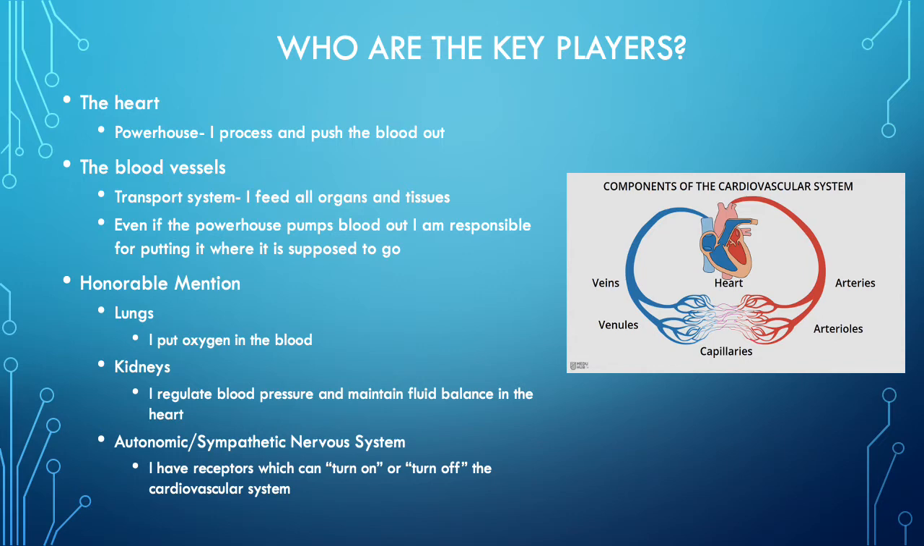Of course, honorable mention goes to the lungs. We need that oxygen in our blood in order to make that whole transport system even worthwhile. Also the kidneys, because they regulate blood pressure and maintain that fluid balance. And then the autonomic and sympathetic nervous system. They're effectively kind of like our light switch. They turn on and turn off the cardiovascular system. So we're going to talk about their role as well.